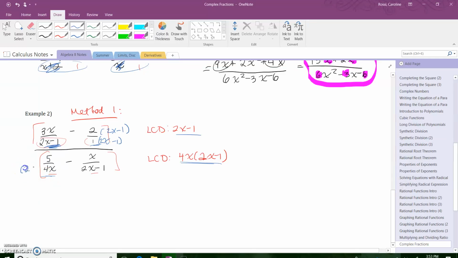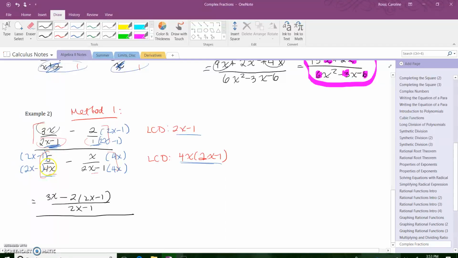I have 4x, so I need 2x minus 1 on the top and bottom. And I need a 4x here. I already have the 2x minus 1. Okay, so let's rewrite this here. And the 3x is good to go. I have minus 2 times 2x minus 1. That's all over my LCD on the very top.